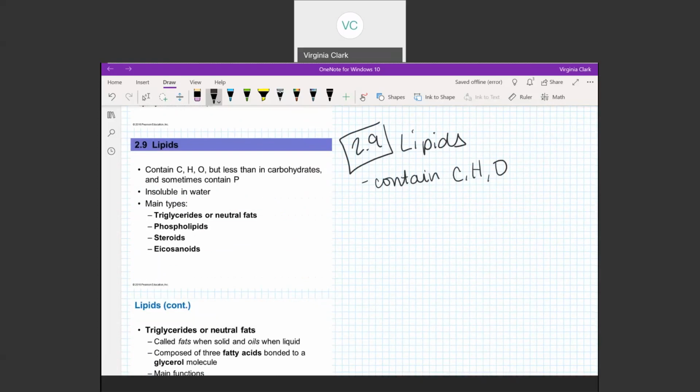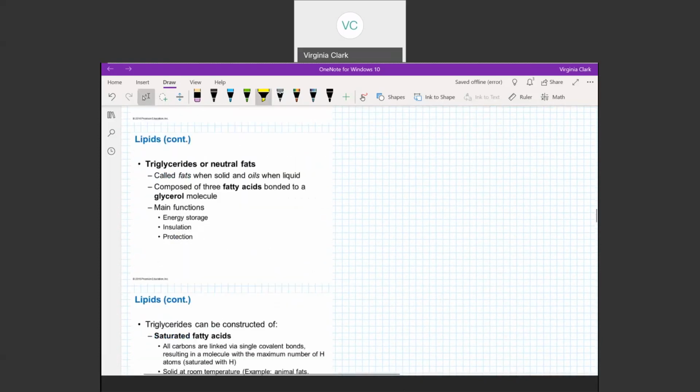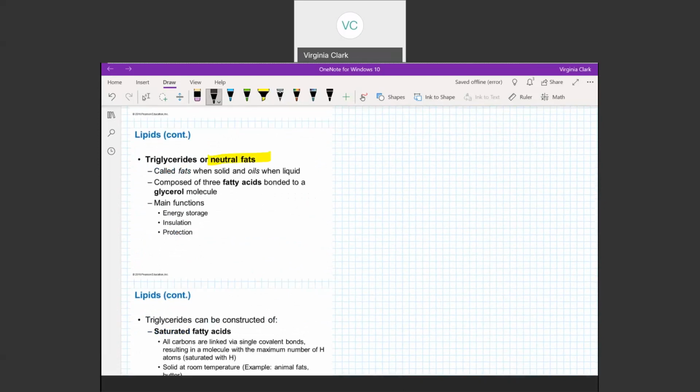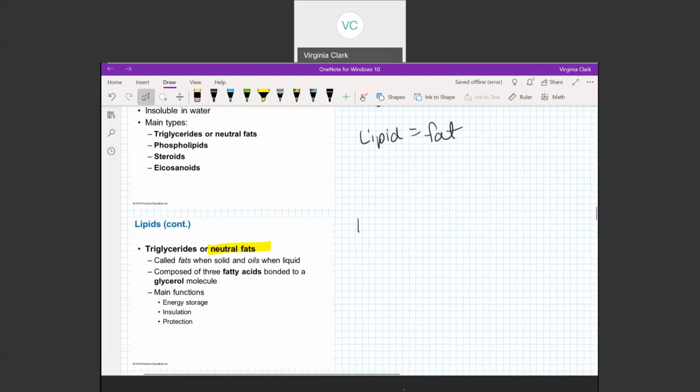So looking at these lipids, they are also going to contain carbon, hydrogen, and oxygen. So lipids are considered neutral fats, but when you see a lipid, also lipid is synonymous with the word fat. So we're going to use that word quite a few times when we're talking about lipids. So these do not dissolve in water, and we're going to start with triglycerides, the first type.